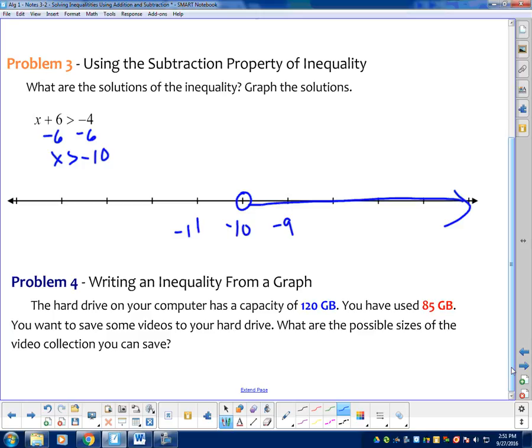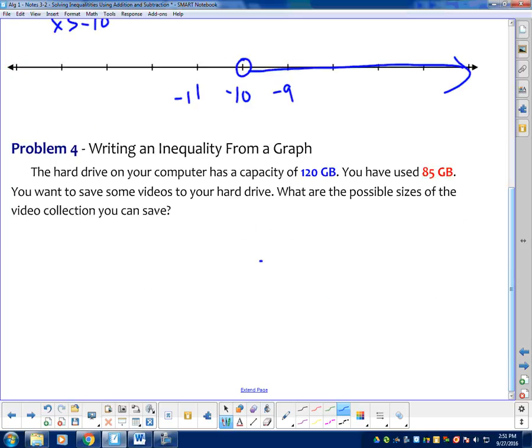Okay, problem 4. It says the hard drive on your computer has a capacity of 120 gigabytes. Capacity means what? Maximum. Could it be 120? Yes. So it's going to be less than or equal to 120. Write that down. You have used 85. You want to save some videos on your hard drive. What are the possible sizes of the video collection you can save?